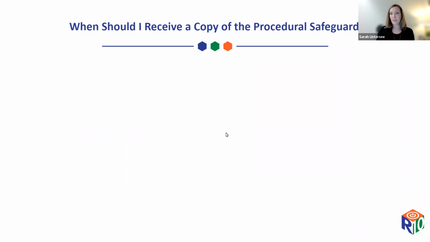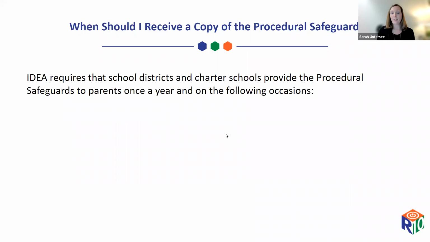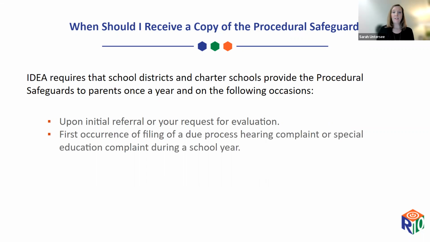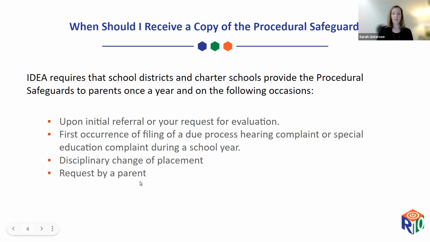When should I receive a copy of procedural safeguards? IDEA requires that school districts and charter schools provide the procedural safeguards to parents at least once a year, as well as on the following occasions: upon initial referral or your request for evaluation, the first occurrence of filing of a due process hearing complaint or special education complaint during a school year, anytime there's a disciplinary change of placement, and anytime there is a parent request for those documents.